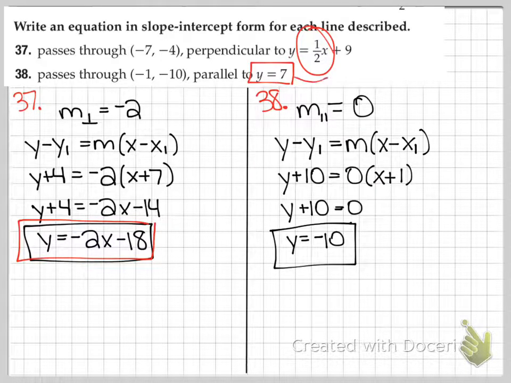And then for the second one, if you look at this equation, it's a little harder to see, but that's a horizontal line, meaning it has a 0 slope. Okay? So the slope of a line parallel to it will also have a 0 slope. So when you plug that into the point-slope equation, you end up with y equals negative 10.